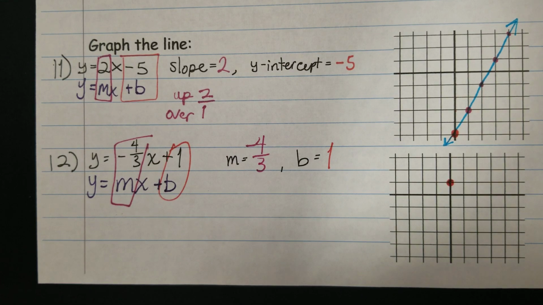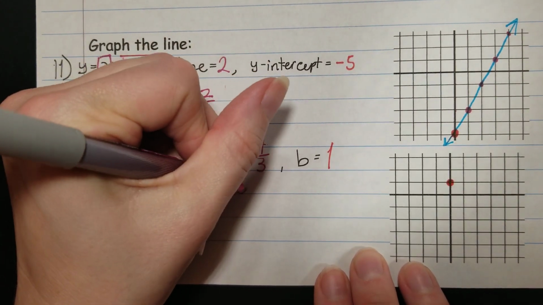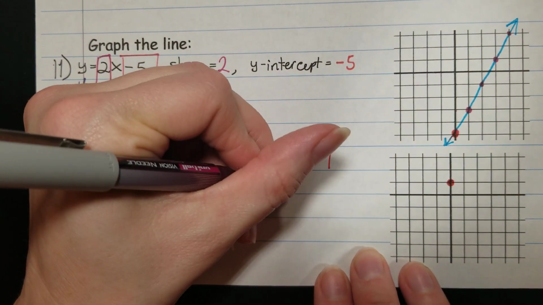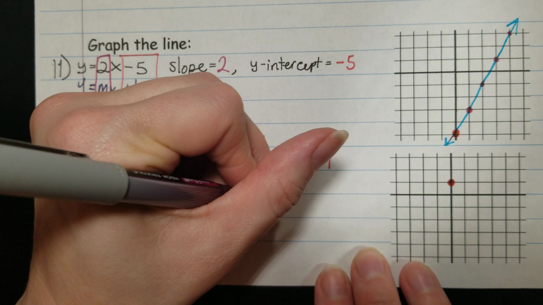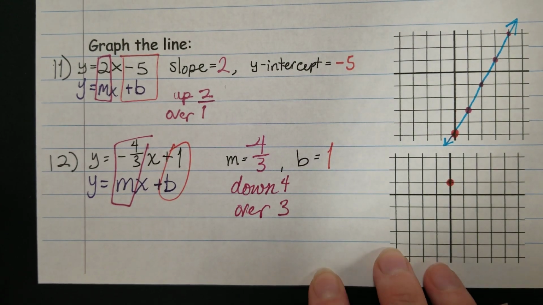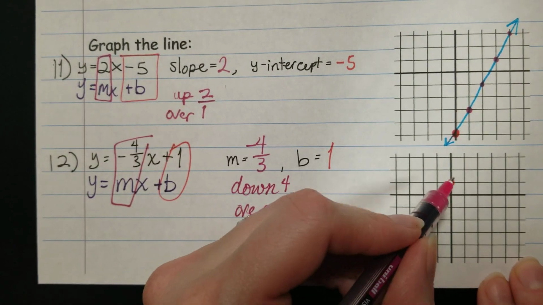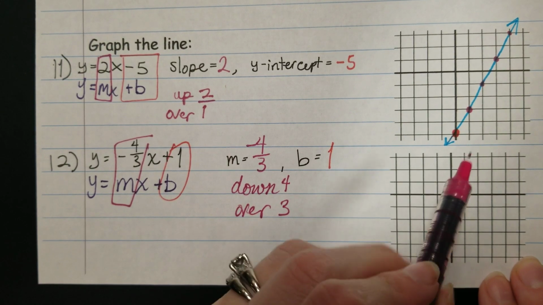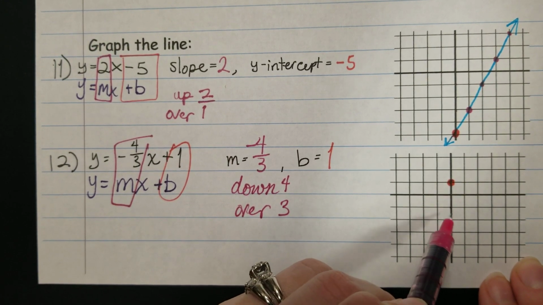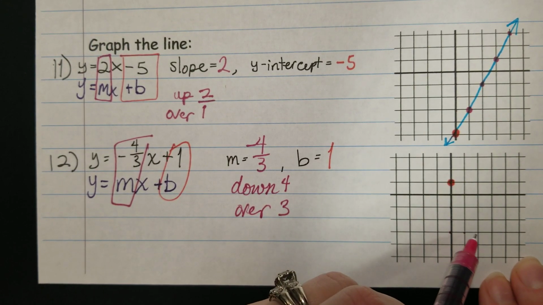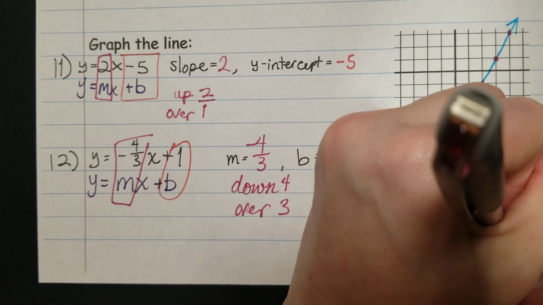And then the slope is -4/3. So that means I'm going to go down 4/3. So starting from the point that I already have, go down 1, 2, 3, 4, and over 1, 2, 3.